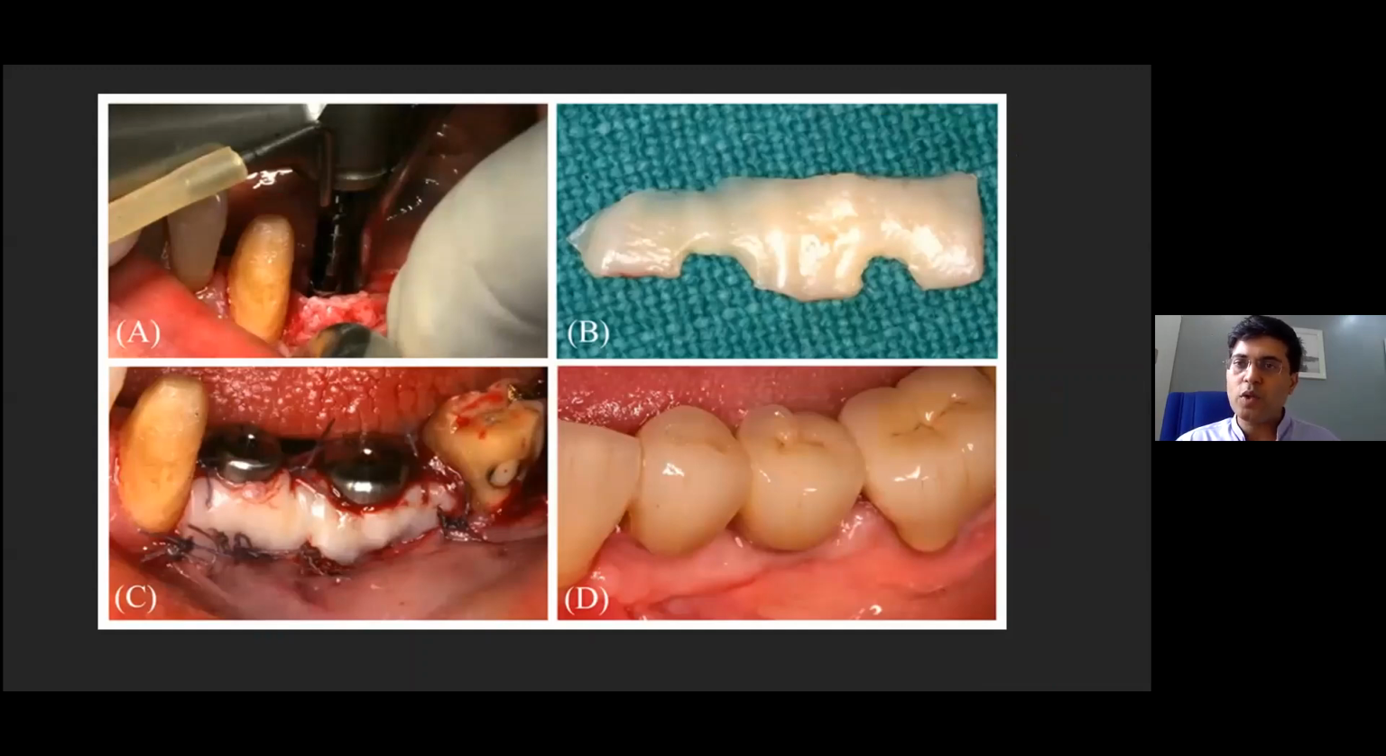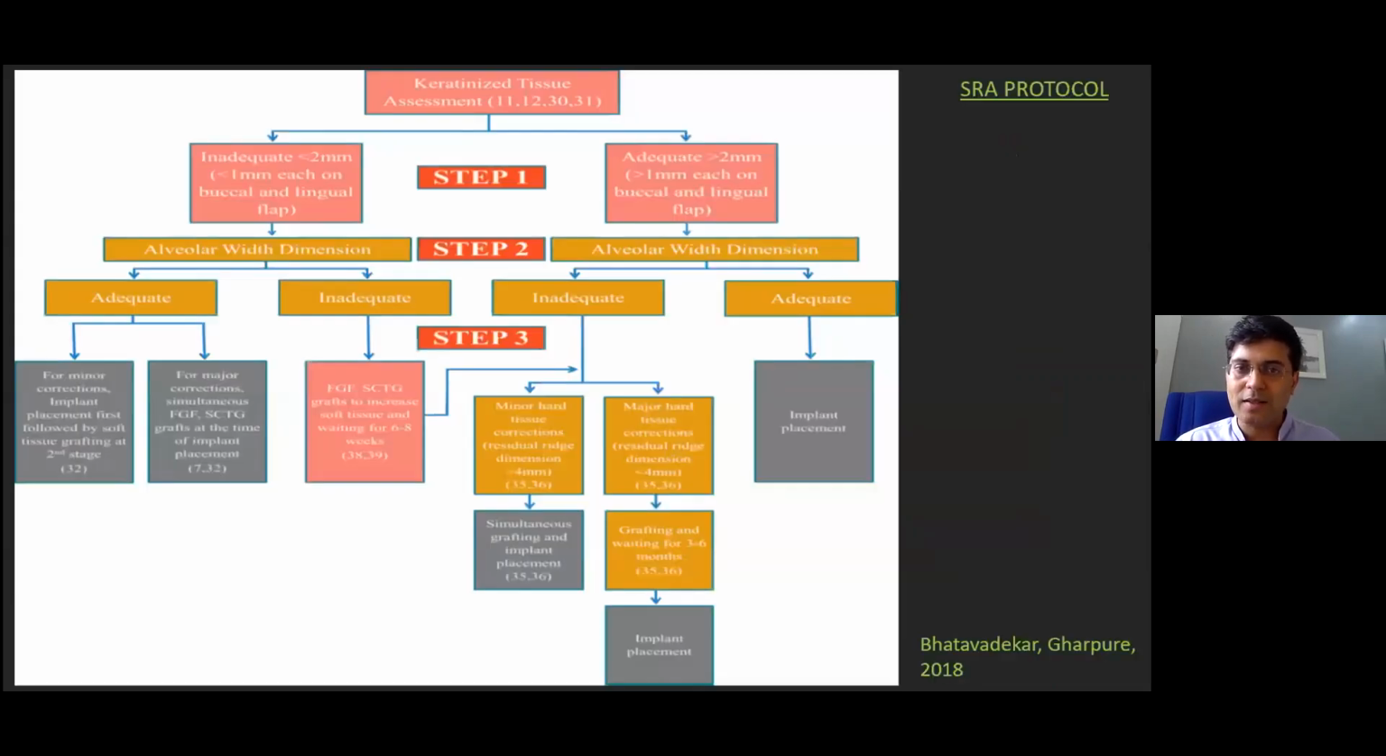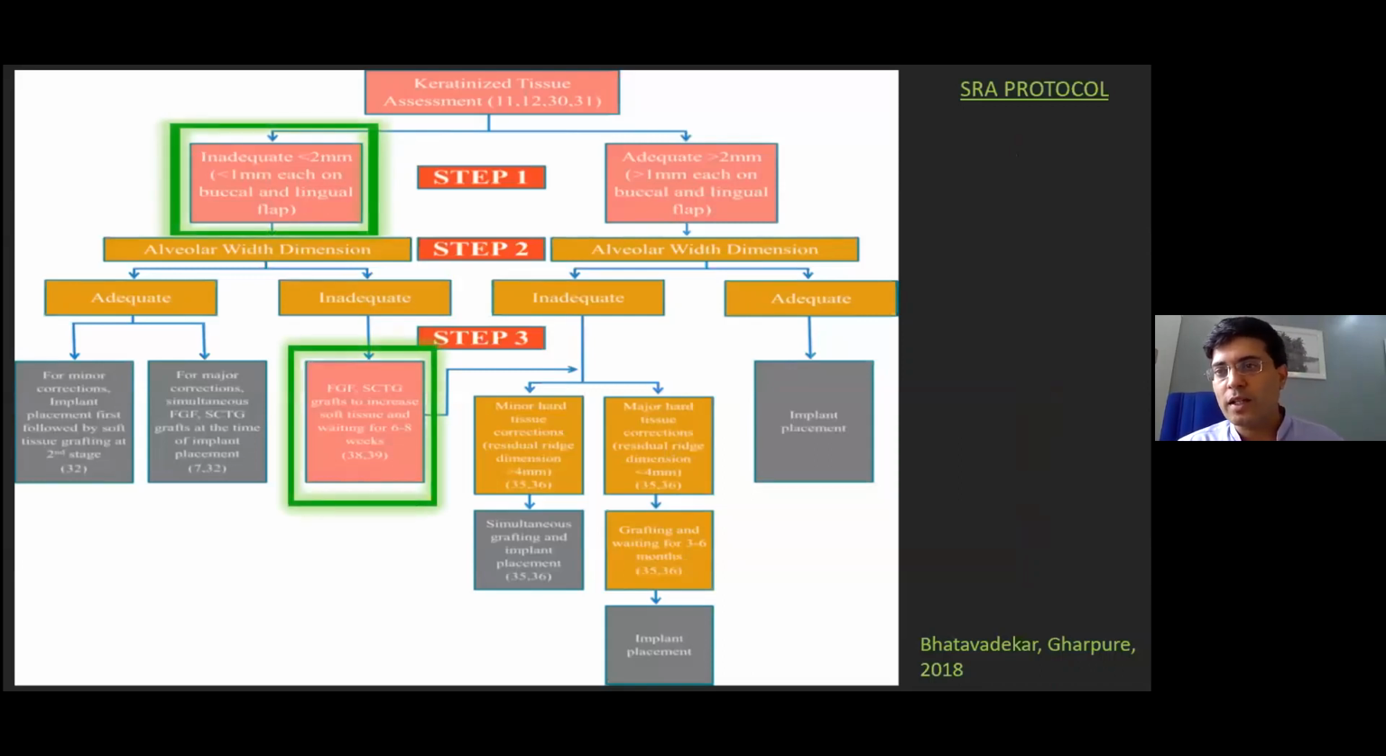The SRA protocol is very important for the next case, where you often have inadequate keratinized tissue to begin with. So what is the crux of the SRA protocol? The SRA protocol tells you to diagnose how much keratinized tissue there is in that edentulous site before you start thinking of GBR, before you start thinking of any other procedure.